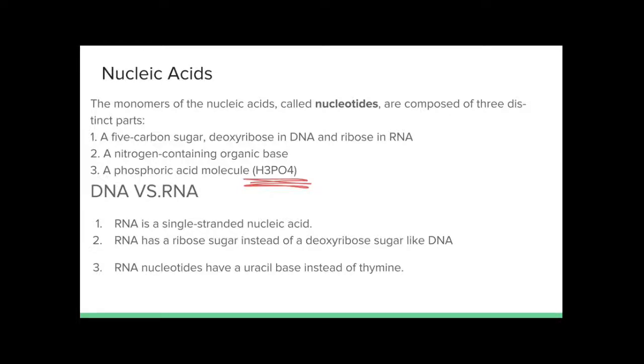So now I'm just going to talk to you about DNA and RNA and basically just the ins and outs of both of these nucleic acids. So structurally, DNA and RNA are very similar except for three fundamental differences. The first one being that RNA is a single-stranded nucleic acid and DNA is double-stranded. Second part is that, as we learned before, they both have different sugars. And then lastly, RNA nucleotides have a uracil base, while DNA has a thymine base.